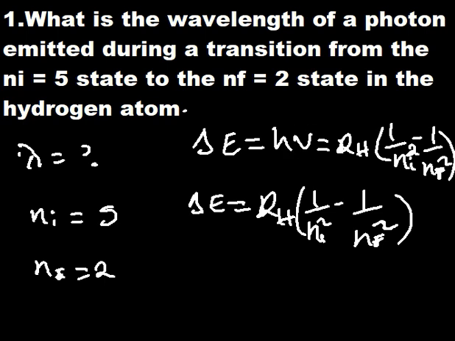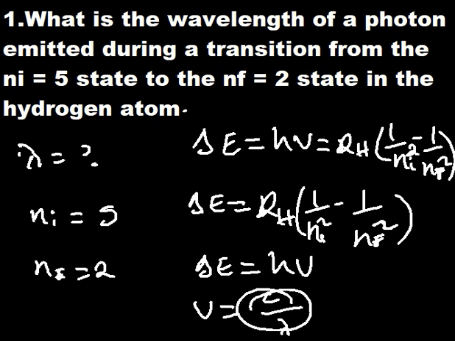frequency, because if we have the energy, then the energy difference is equal to hν. Then we'll be able to solve for the frequency. Upon having the frequency, we know that the frequency is given as the speed of light divided by the wavelength. So this is how we should do it.